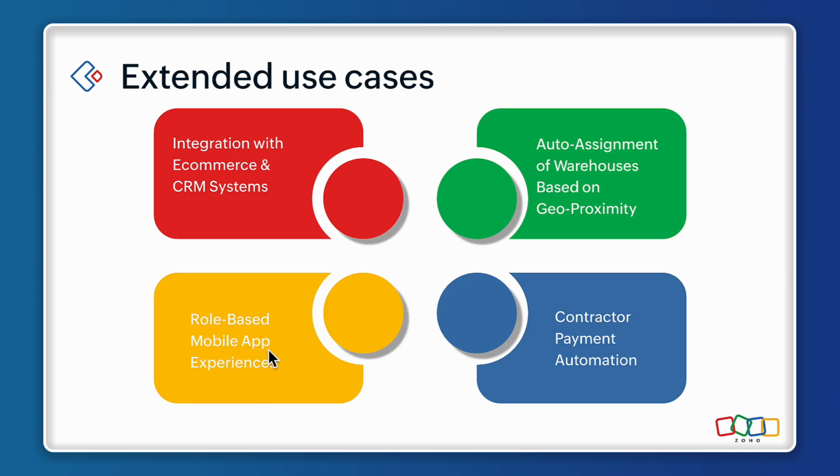Then we have the role-based mobile app experience. While talking about the role-based mobile app experience, you can create customized interfaces based on the user roles. So we have multiple user roles, right? Whether it is a warehouse manager, delivery agent or admin, you can ensure each user only sees what is relevant to them. Right? So you can define the permission set, and based on the permission set, the users will view the application in the mobile view.